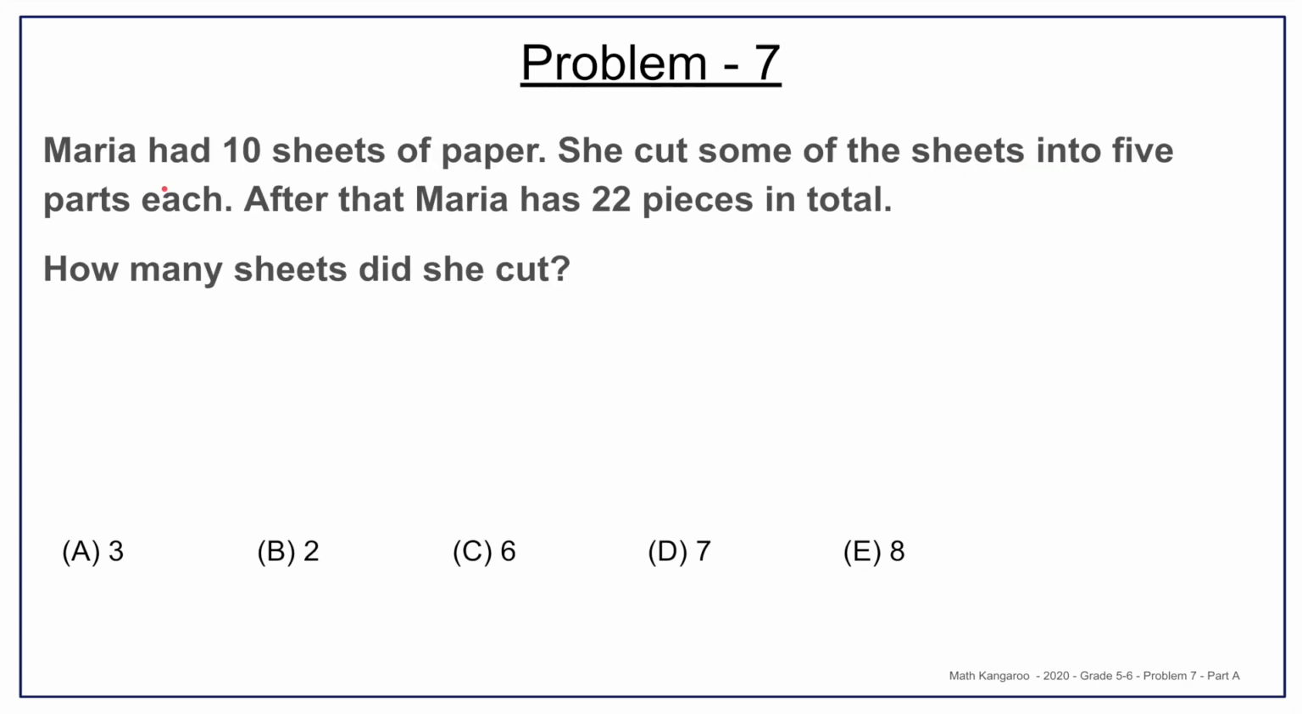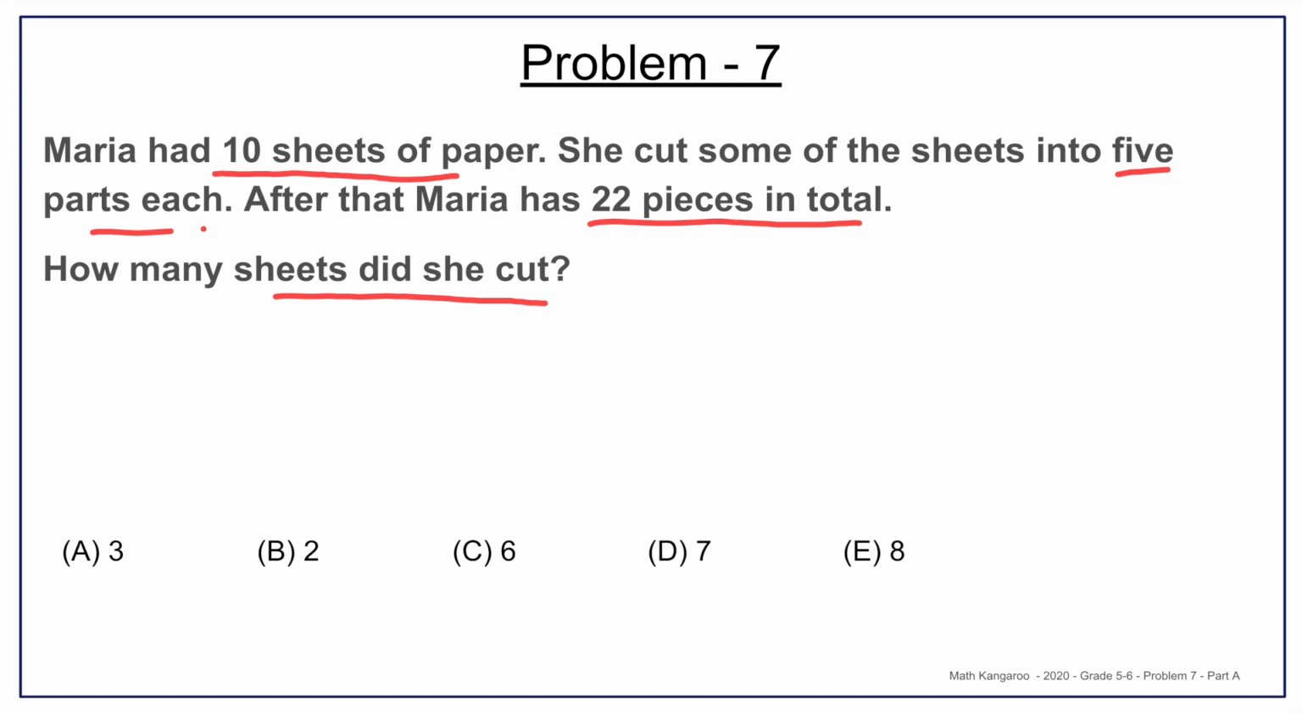Problem 7. Maria had 10 sheets of paper. She cut some of the sheets into 5 parts each. After that, Maria has 22 pieces in total. How many sheets did she cut? These are our options. So let us go step by step into this problem and pick one sheet, cut it into 5 pieces and see how many sheets we have in total. In the end, we should reach 22 pieces and that will give our answer, how many sheets did she cut.